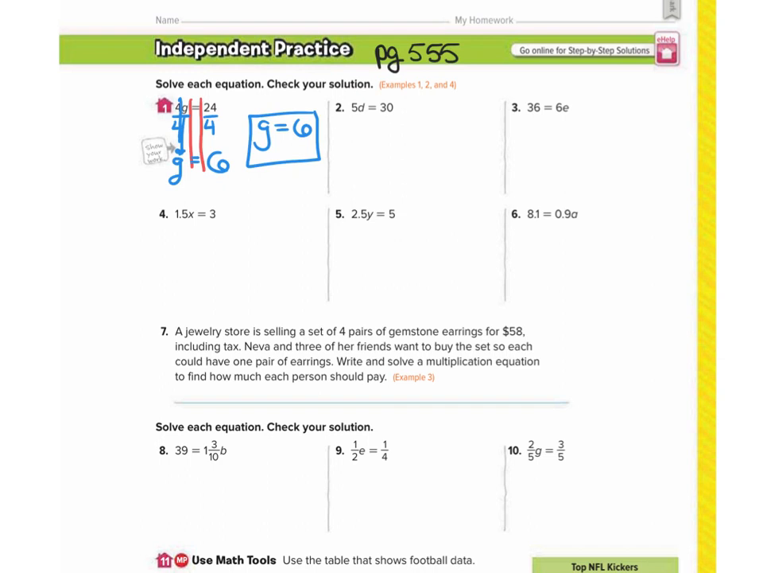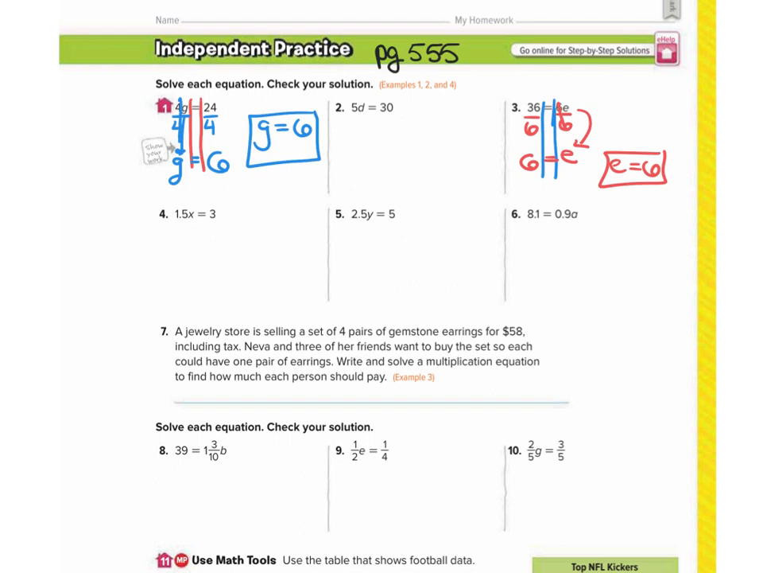Let's jump to number 3. So number 3, we want to solve for the E, which is on the right side of the equation. But just because it's on the right side, we do the same steps. So it's being multiplied by 6. So we're going to do the inverse and divide by 6 to both sides because we want those to cancel out. So we get the variable by itself. 36 divided by 6 is 6. So E equals 6.